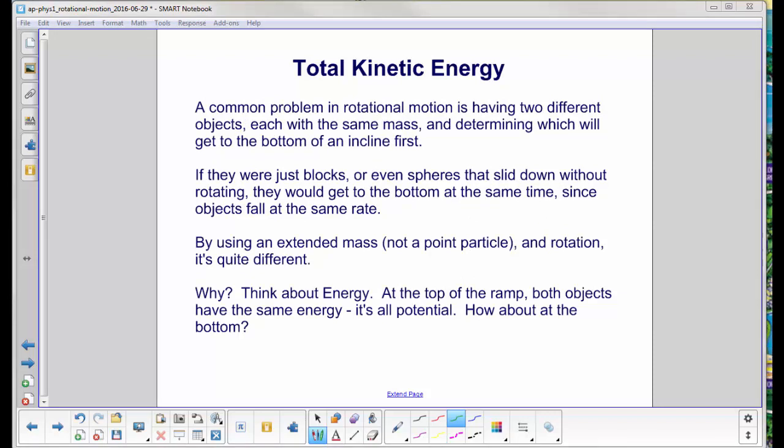A common problem in rotational motion is having two different objects, each with the same mass and the same radius, and determining which will get to the bottom of an incline first. This is actually a great demonstration experiment. If they were just blocks or even spheres that slid down without rotating, they would get to the bottom at the same time, since objects fall at the same rate. By using an extended mass, not a point particle, rotation comes into play, and we'll get quite a different answer. Why is that? Think about energy, especially the kinetic energy we've been talking about. At the top of the ramp, both objects have the same energy. It's all gravitational potential energy. What about the bottom?